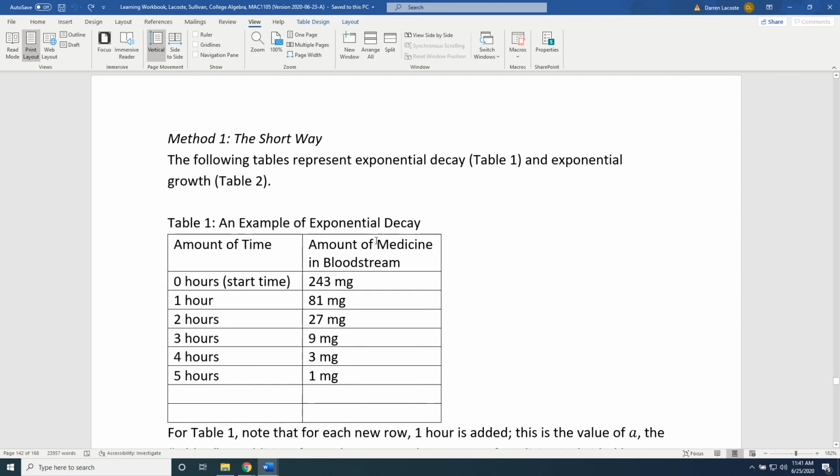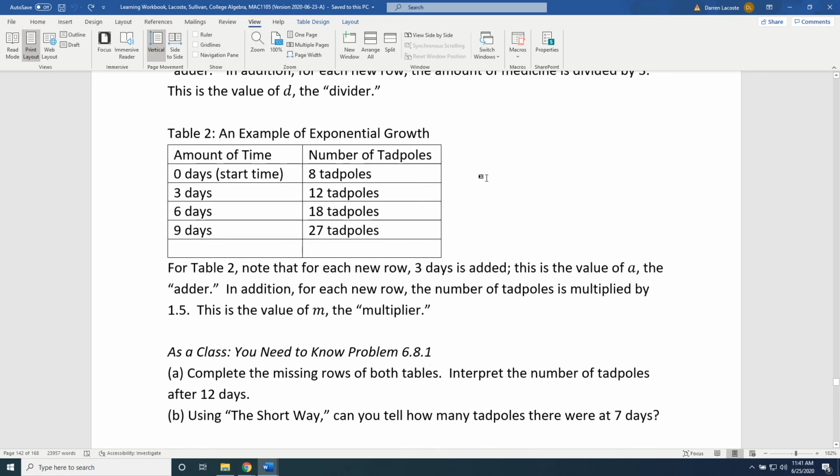Notice that when we are dealing with decay, we have an adder and a divider because the amount is getting smaller. But when we are dealing with growth, we have a multiplier because the amount is getting larger.